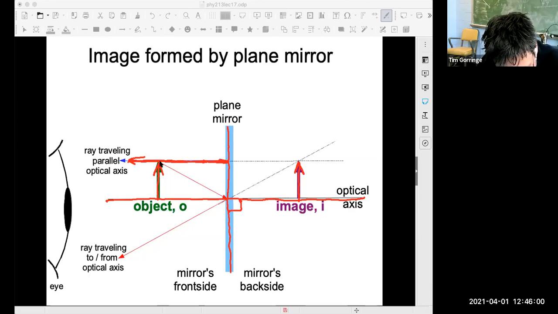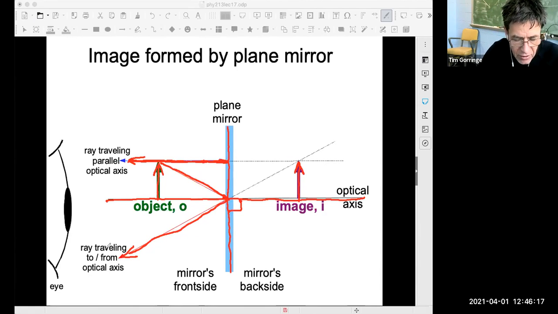And then here's a second ray. This one is a handy one to draw as well. It heads off towards the center of the mirror, strikes it at some angle with respect to the normal or the optical axis, bounces off at the same angle, and emerges over here to the bottom left. So these are two rays. You could draw many more rays, but these are two common rays that we would draw: one that traveled parallel to the optical axis, and one that traveled towards the center of the mirror.